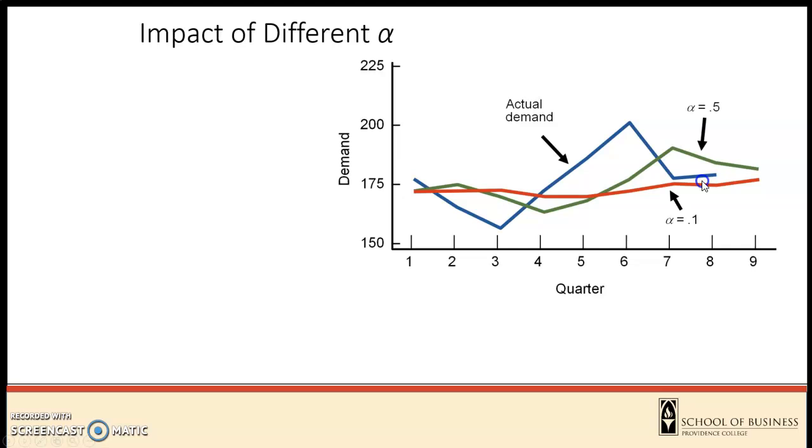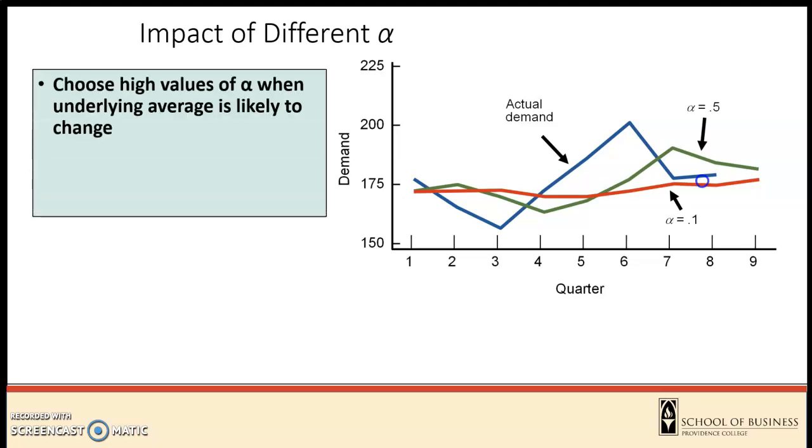Which one is right? Should we be using alpha of 10%, alpha of 50%? That's really going to come down to what data is going on, and as we said earlier, it's based on experience and kind of a guess of what you want to use. Basically, we want to choose high values of alpha when the underlying average is likely to change. As I pointed out here, this popped up quite fiercely, and this followed it much better than our 10%.